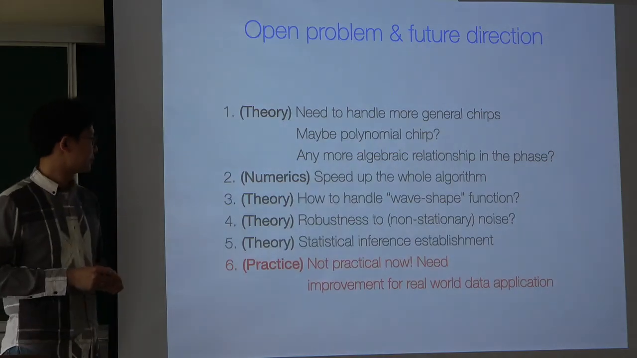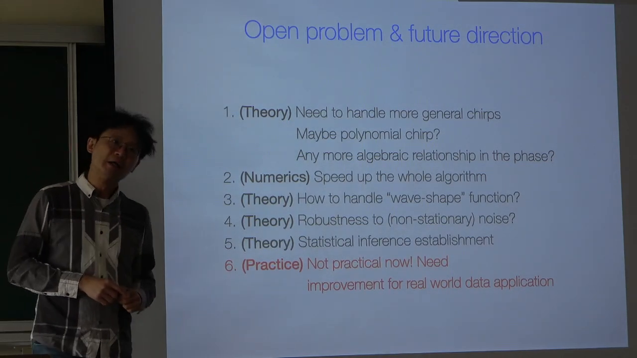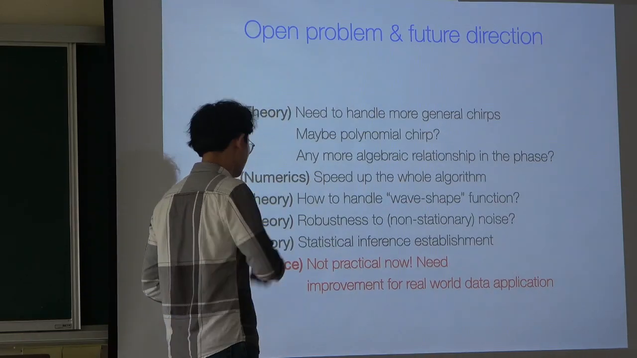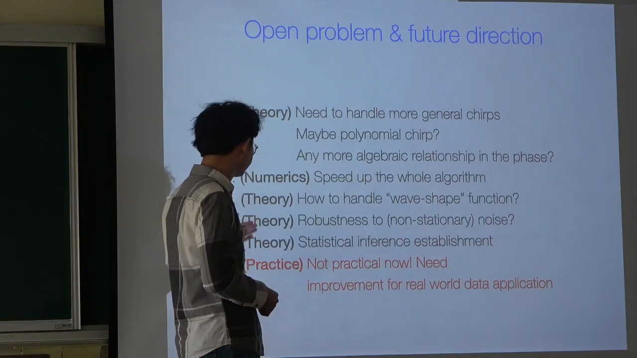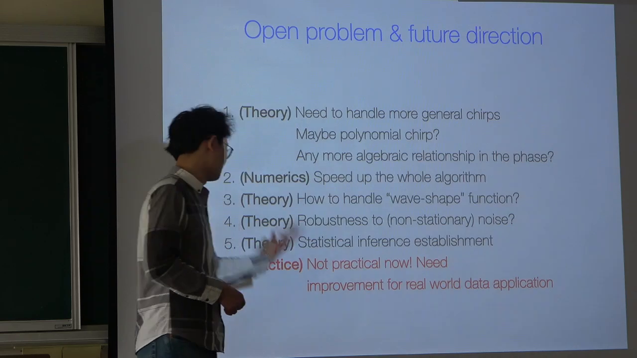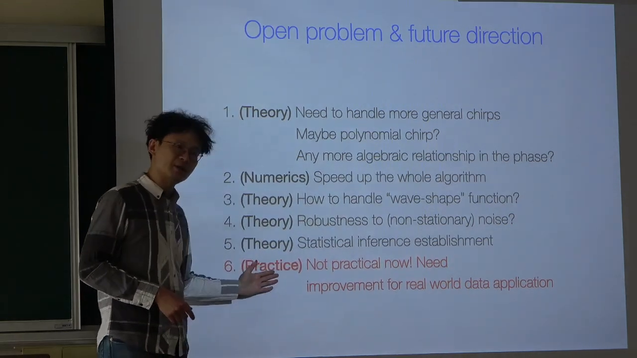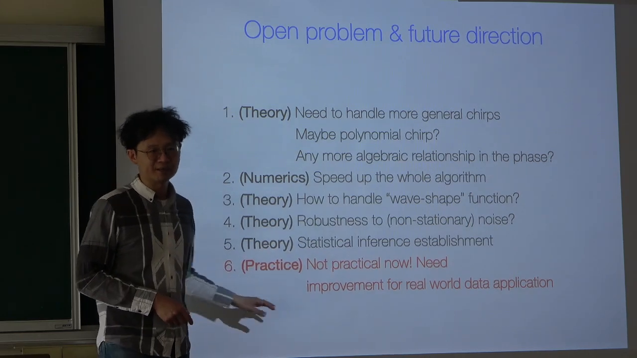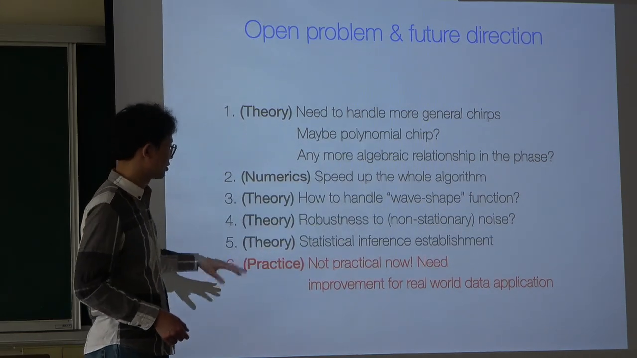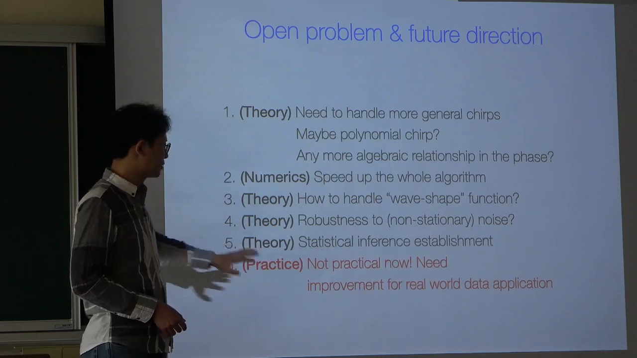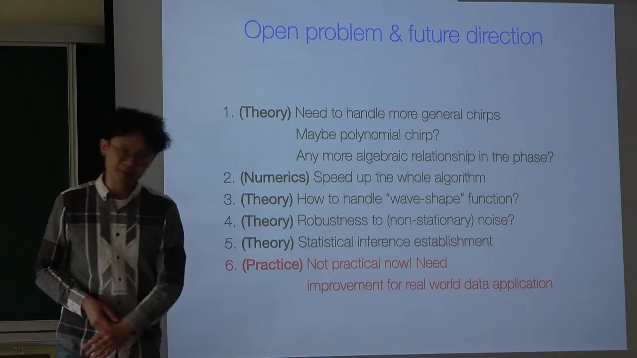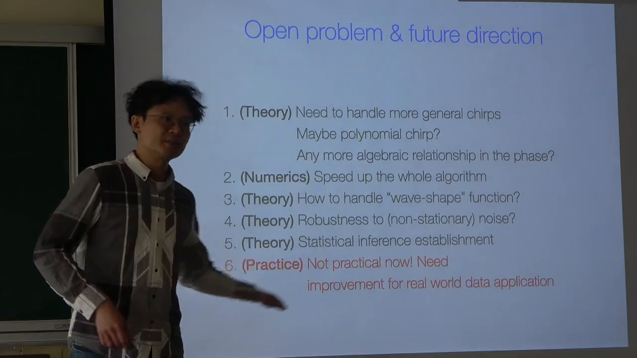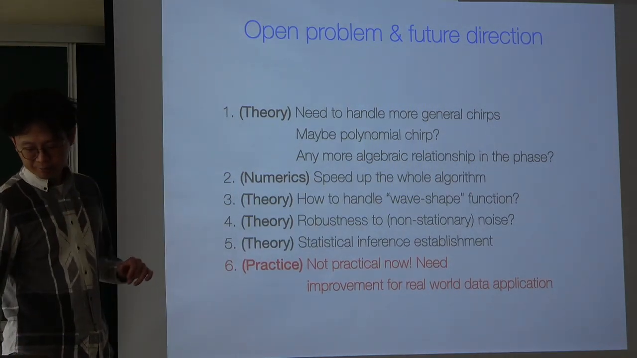How about its robustness to non-stationary noise? Can we prove it? Can we even quantify its distribution for inference purposes? And the most important part is it is not practical at all right now. I will not claim that it's practical just because it's my work. No, it's not practical, and we need a lot of improvement to make it functional for real-world data. So this is an open and ongoing project.